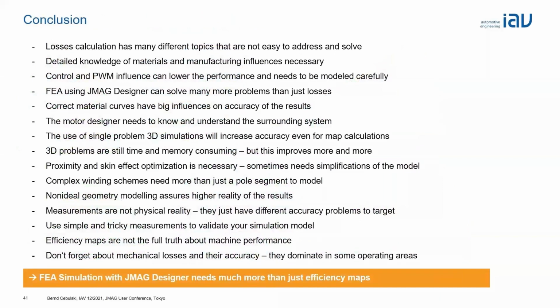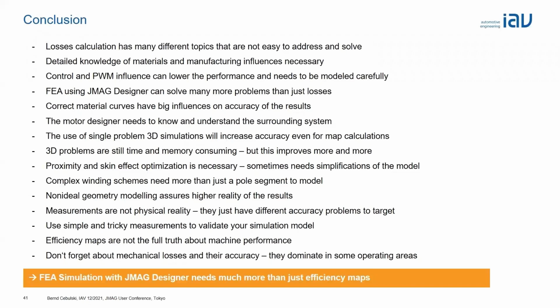So now I come to the conclusion of my presentation. The loss calculation has many different topics, even much more than I have presented today. Some of them are already everyday work, some of them are really difficult to address, and some of them are even impossible to address right now. But there are still a lot of things that we can improve for the future regarding simulation accuracy, regarding JMAG capabilities. I think machine design in 10 years from now will look much different than today.